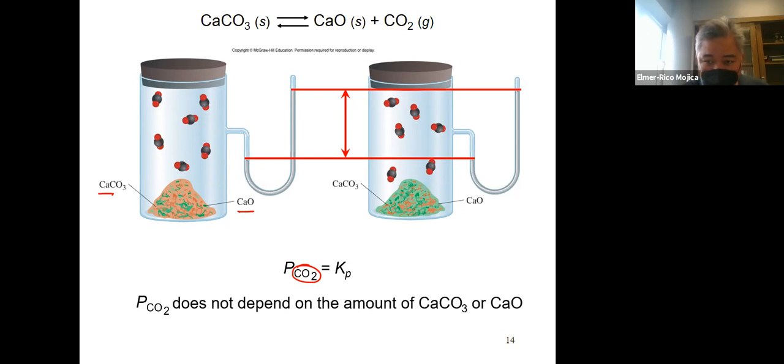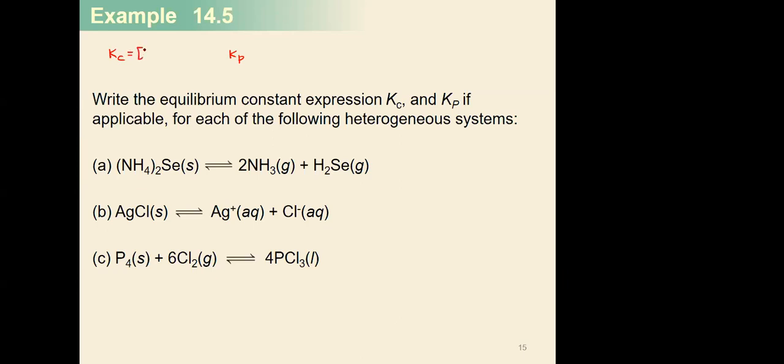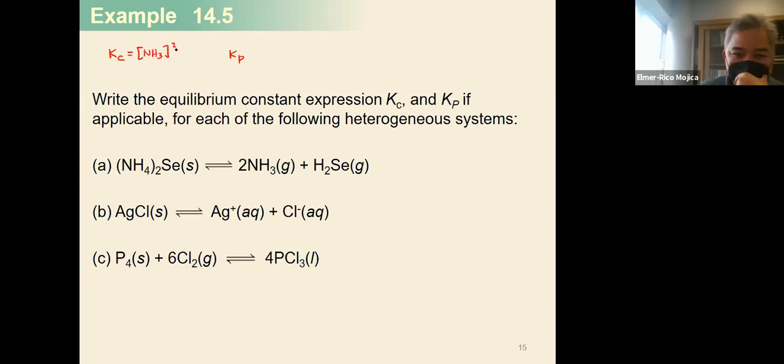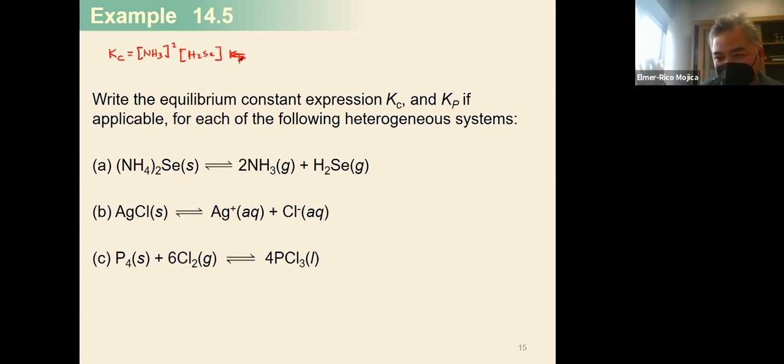And we have some seat work for types like this one. How are you going to write the equilibrium constant expressions Kc and Kp for the following systems? You still follow what you did earlier, but you just don't include the solid. So how are you going to write the Kc for the first one? The concentration of NH3 squared times the concentration of H2S. That's it. You're done.